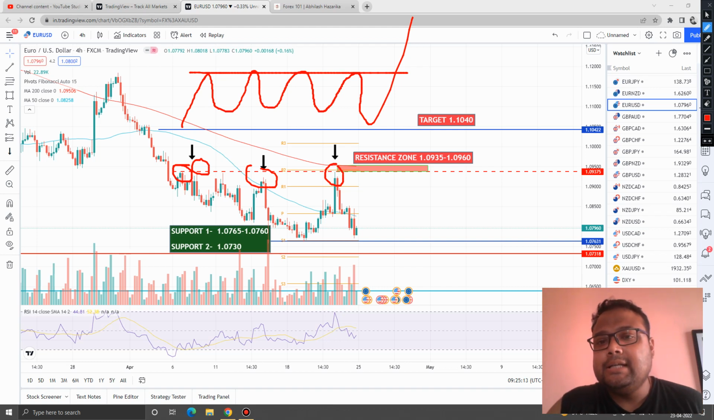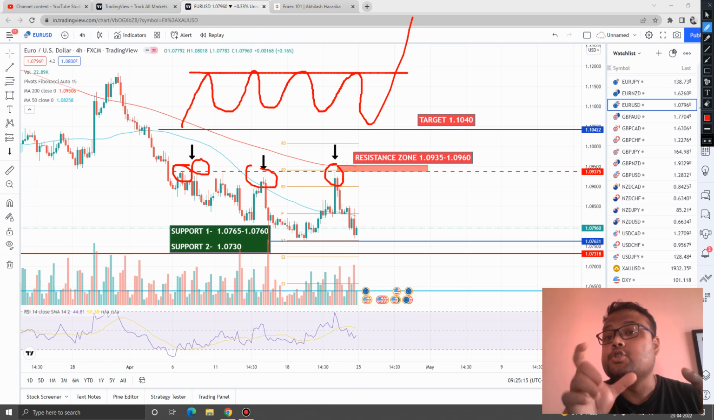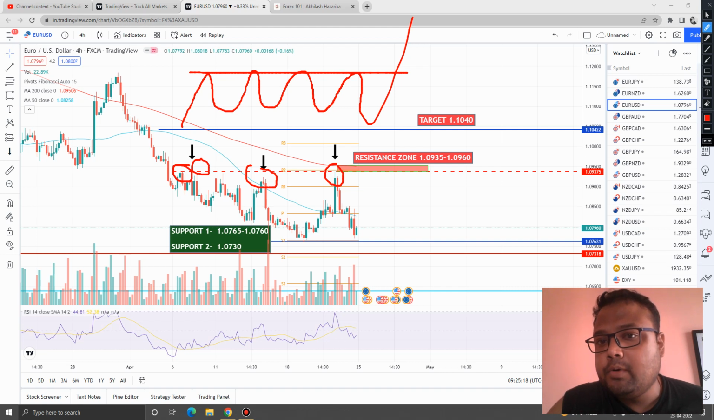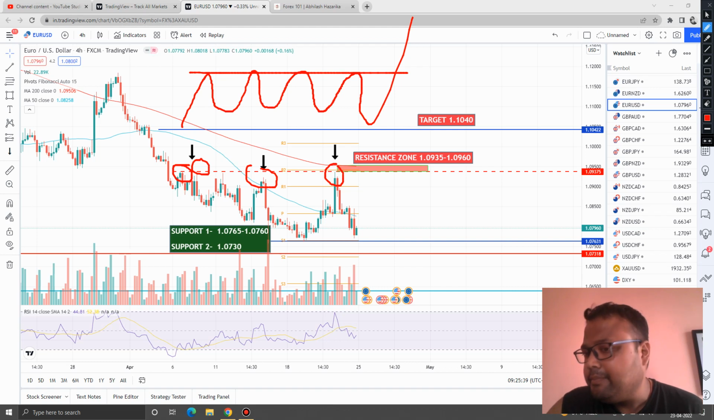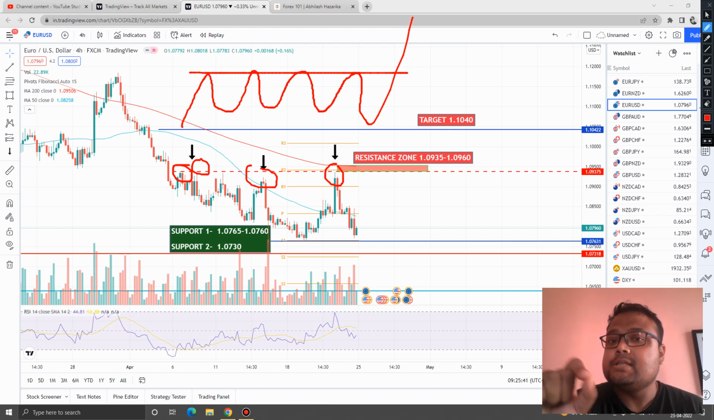But you can see that I have marked it as a resistance zone, 1.0935 to 1.0960. Why? Because we also have the red line, the 200 moving average. So we have got a double resistance in the market, which makes it a strong resistance zone. As a result, do not take a buy position immediately if market breaks the level. Just observe the market first when it hits the level.